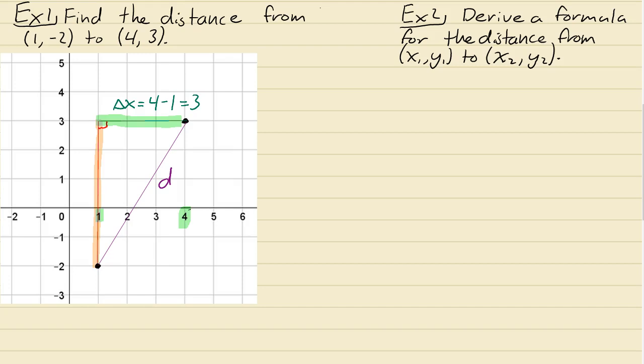And then how do we find out how long this side is? Well, we're going from negative 2 up to 3. This is kind of like a delta y, that vertical side. And the way you can calculate a delta y is doing the same thing: take the second y coordinate minus the first coordinate, the 3 minus the negative 2, and when you compute that, you get 5. 3 minus negative 2 is positive 5.